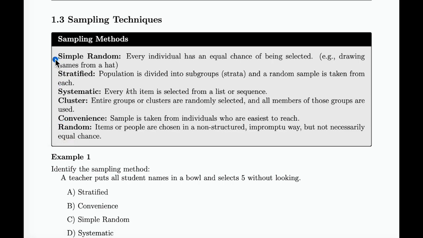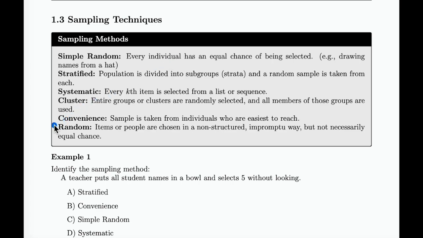Notice we have simple random up here, but we have random down here. There's a difference between these two, and often students get these mixed up as well. Simple random means every single individual, and I should have added a little note here, not only does every individual have an equal chance of being picked, but every possible sample has an equal chance of getting picked.